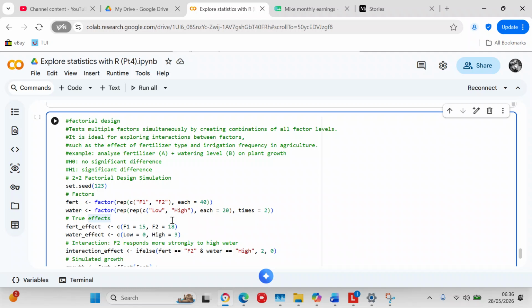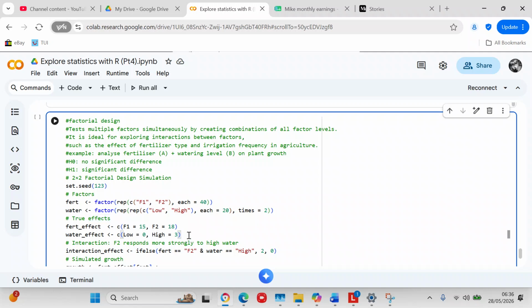And water is going to be a factor. It's going to be a repetition vector and another repetition vector with high and low in it, and each is 20. And you're going to do that 2 times. So 20 times 2, there's going to be 20 lows and 20 highs, and you multiply that by 2 to give you 80. So you're going to have 20 low, 20 high, 20 low, 20 high, and so the water is going to be 80 elements as well.